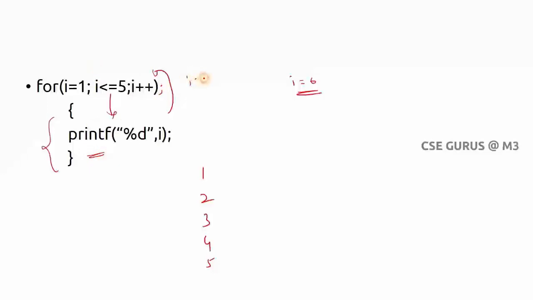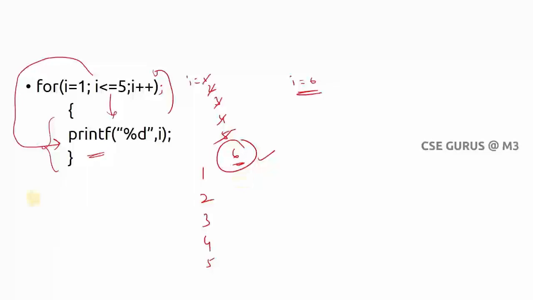So what is the next i value? 2. Next 3, next 4. Every time the condition is true. 4 is less than or equals 5, yes, true. Next 5, 5 less than or equals 5, true. Next i value is 6, so 6 less than or equals 5? False. Then it comes out. Now it has to execute these lines. So printf, what is the i value when it comes out of the for loop? Which is 6. So it prints 6.